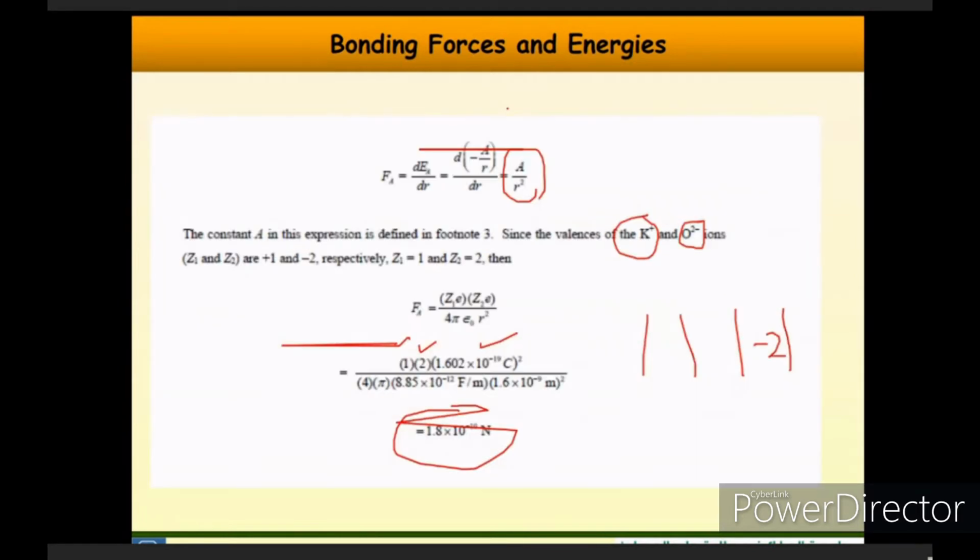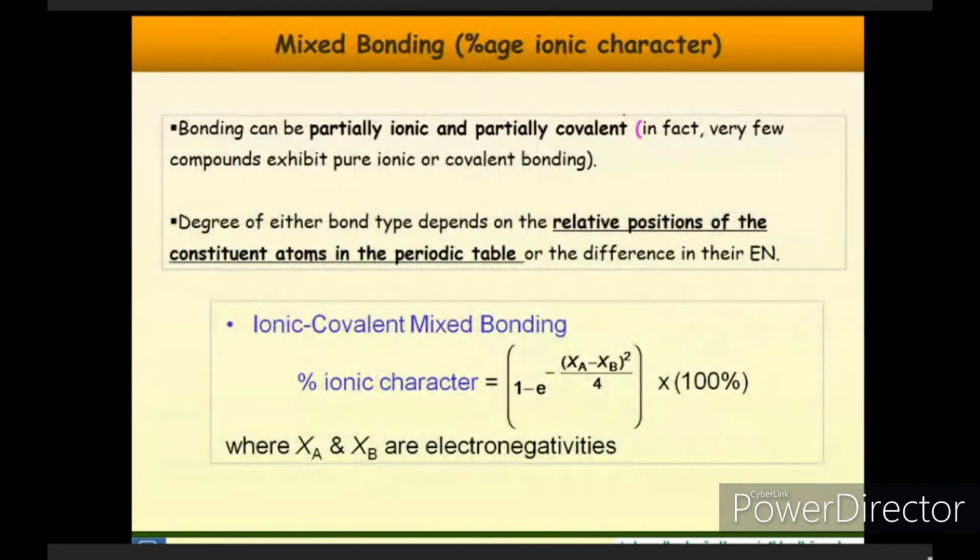Others are very simple. The last type, which is important in terms of numericals, because concepts are many and most of those concepts are somehow refreshing your old memories, but the numericals are just 2-3 types. One is the bond energy, force of attraction relationship, and so on. The other is this one. We mentioned that the bonding usually is not 100% covalent or 100% ionic.